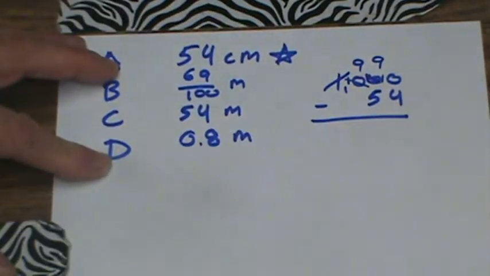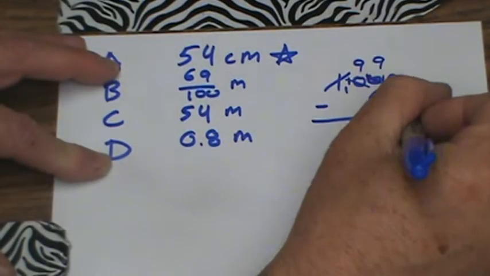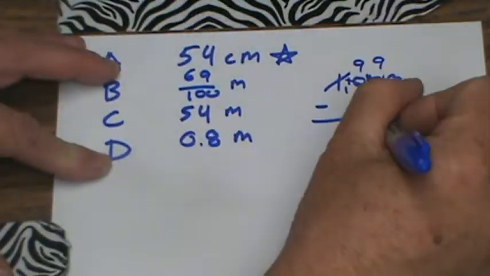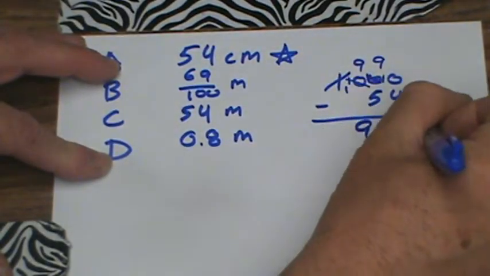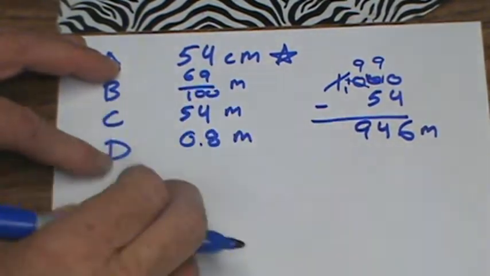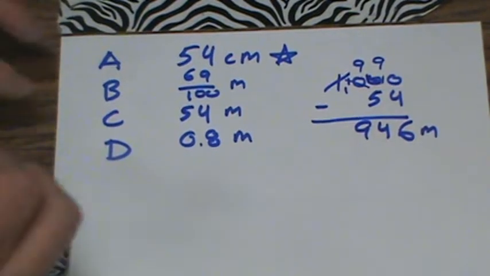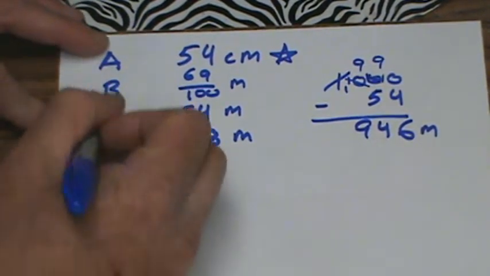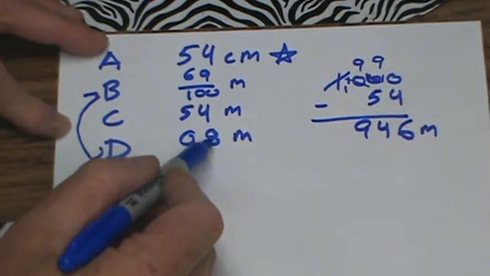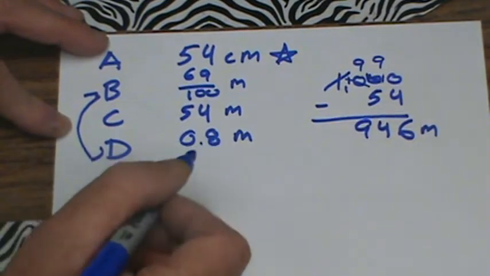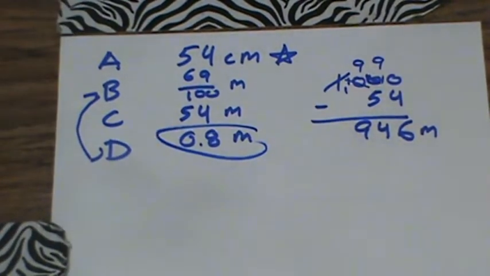So 10 minus 4 is 6. 9 minus 5 is 4. And 9 minus nothing is 9. So we're 946 meters away from a kilometer. And which one of these between B and D is greater? Remember, 0.8 of a meter would be 80 centimeters, so definitely D would be greater.